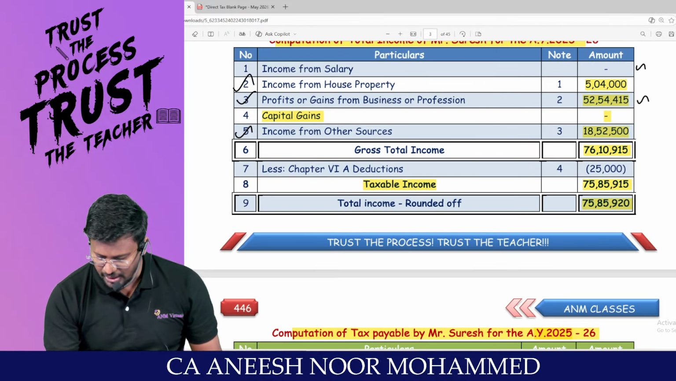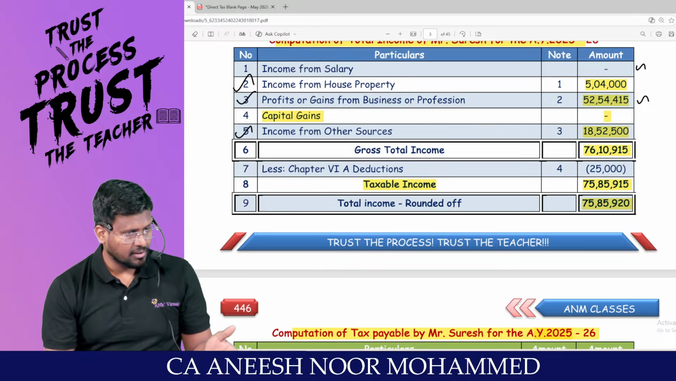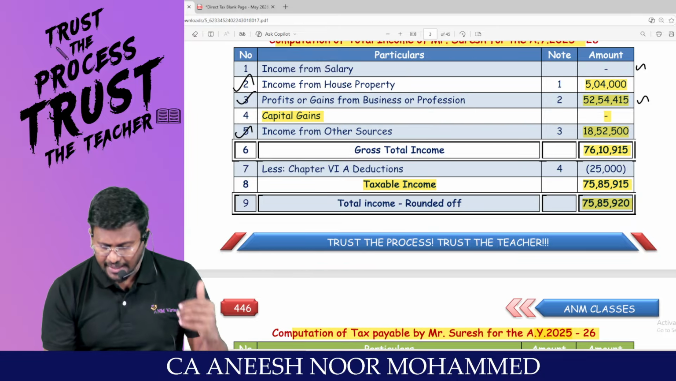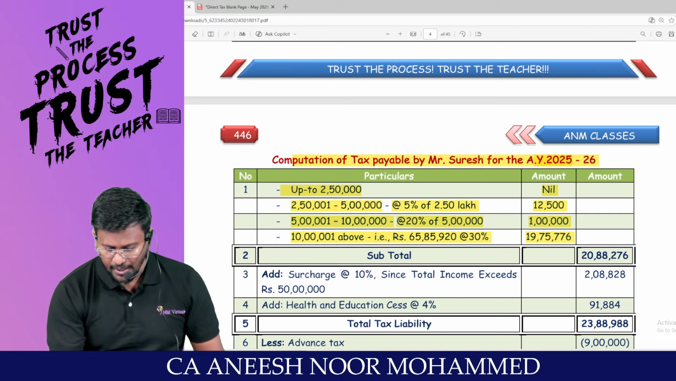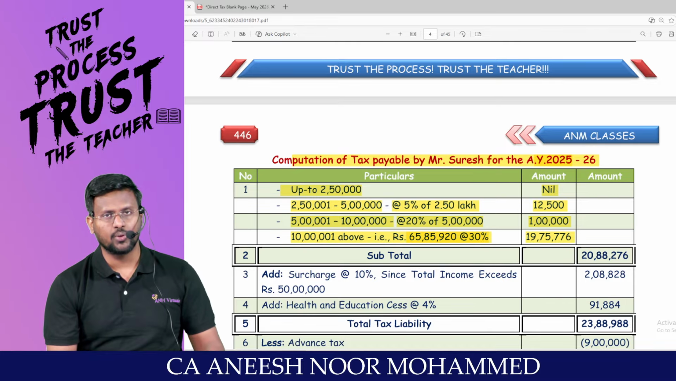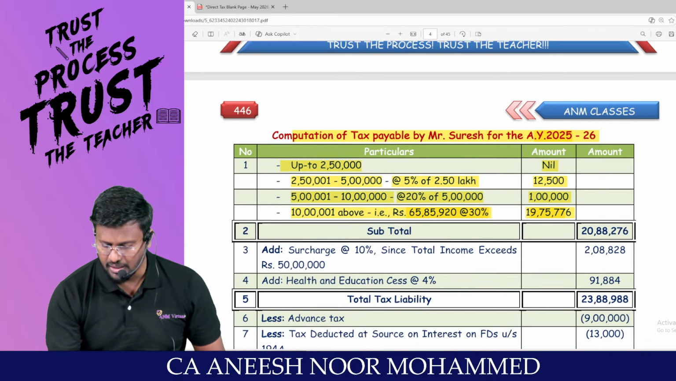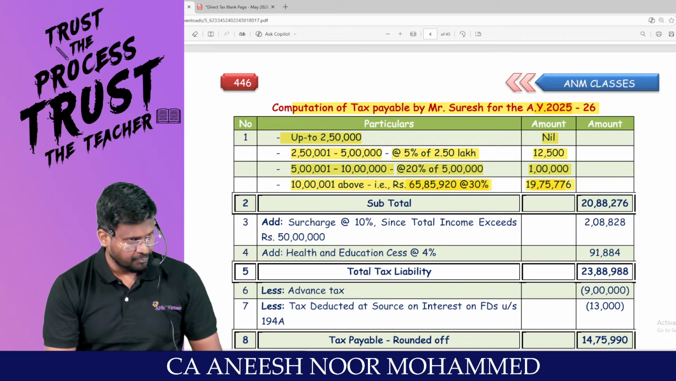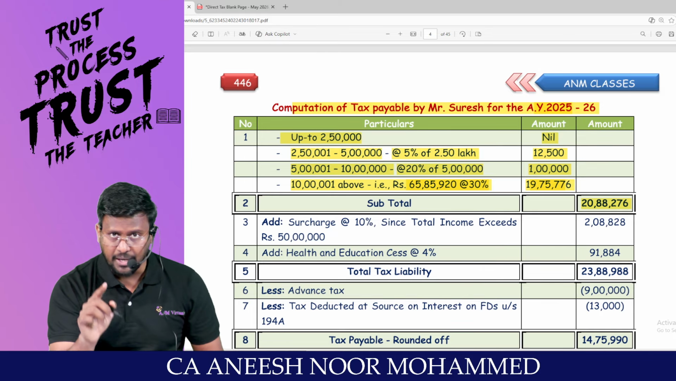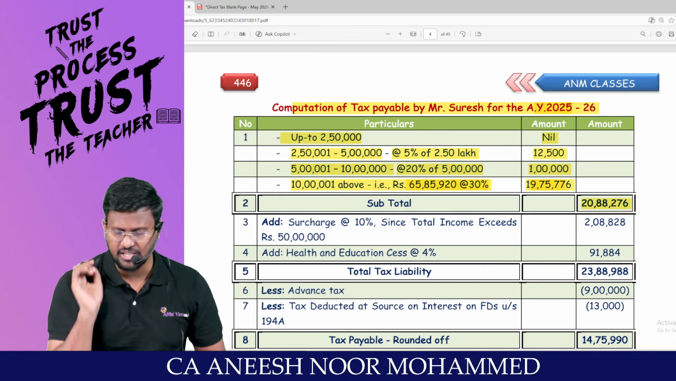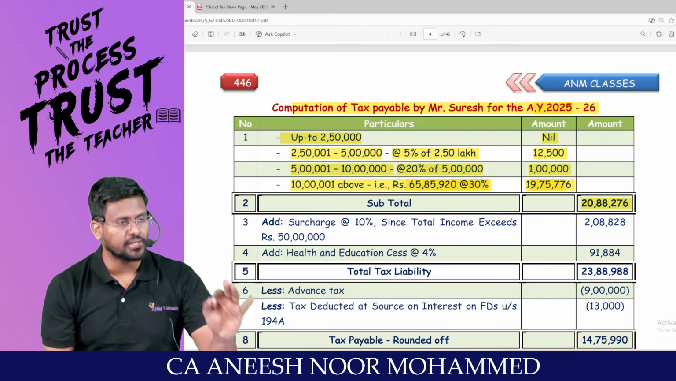That means you are having an income of 75 lakhs. So 75 lakh 85,920 minus 10 lakhs comes to this much value, 65 lakh 85,920, at the rate of 30% will be 19 lakh 75,776. So as per the optional tax regime, the tax payable before surcharge is 20 lakh 88,276.